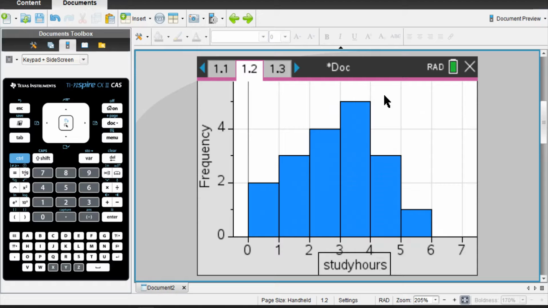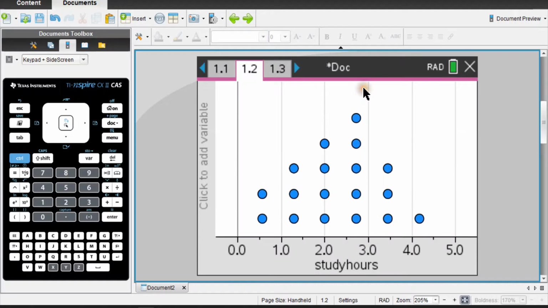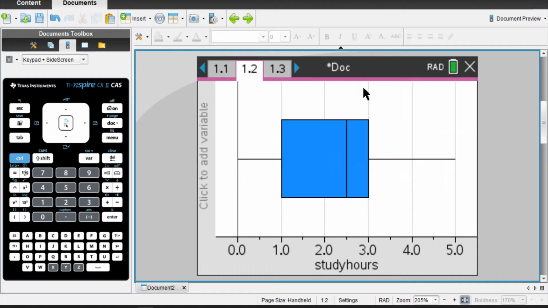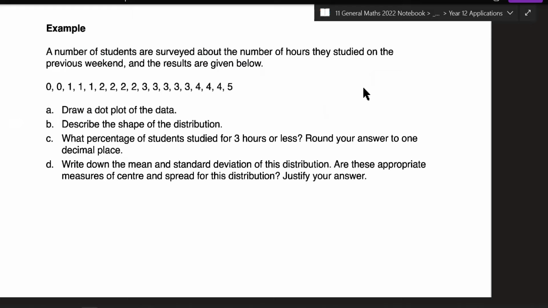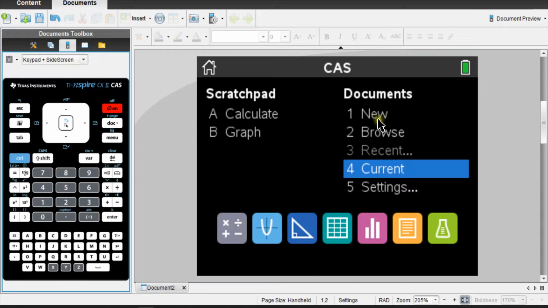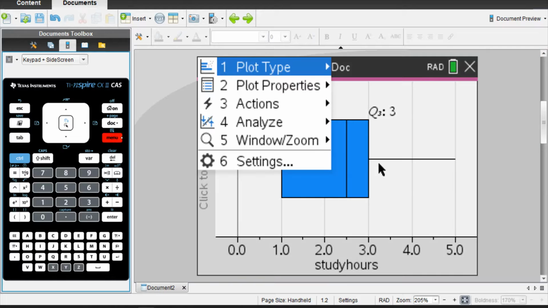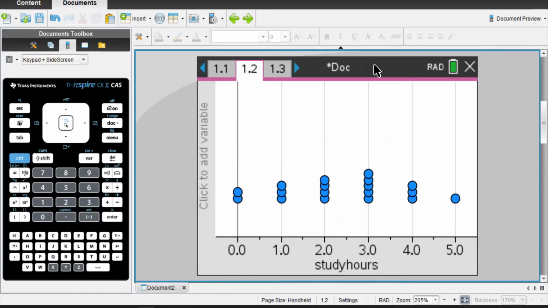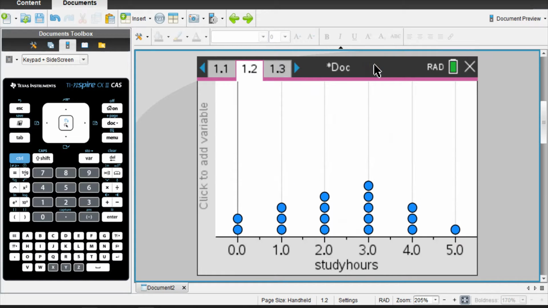Now if you look at that data, we can start talking about the shape. Same deal with box plots. You can make it into a box plot. Now looking at the question back here, draw a dot plot. So we only need to draw the dot plot. Okay, leave it as a dot plot. That's fine as is. And then draw it.